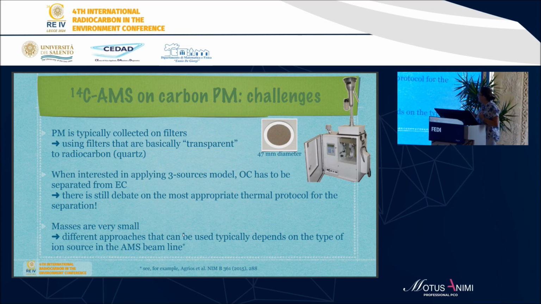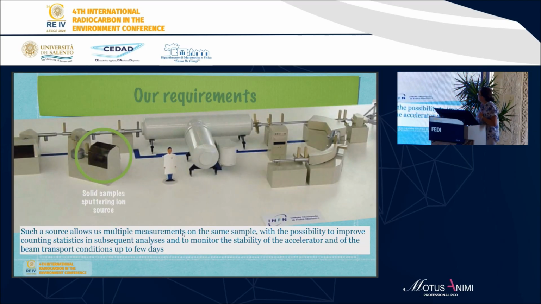But things change if you go to a remote site. And things change also if you are interested not only in total carbon, but in the separate organic or elemental carbon. So it's important to have a reliable way to deal with small masses. And of course, all of us know that there are different approaches that we can use. We can use a gaseous ion source in the AMS beamline, or we can use a solid sample sputtering ion source.